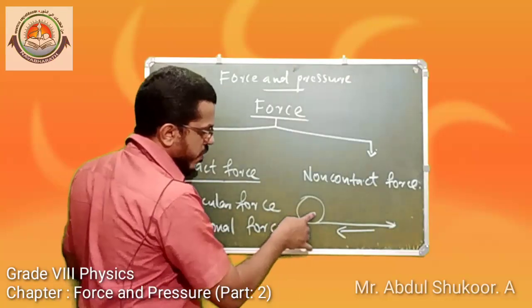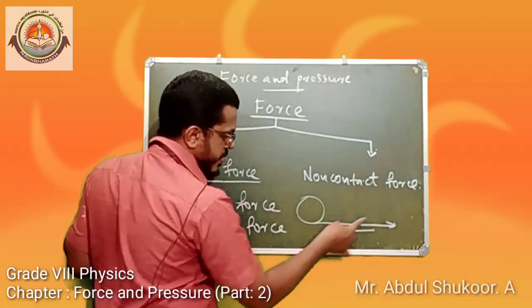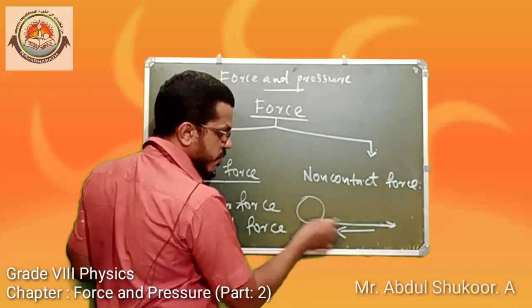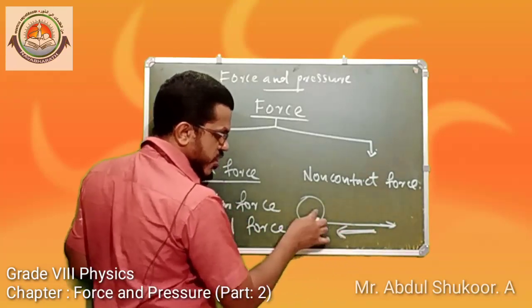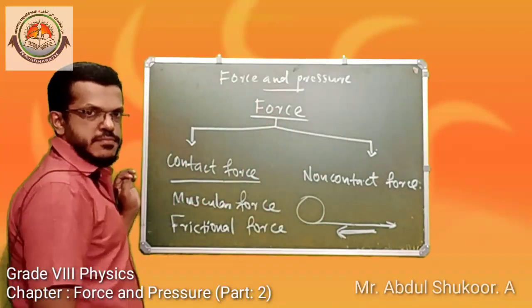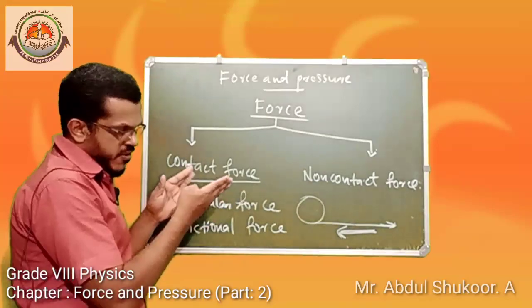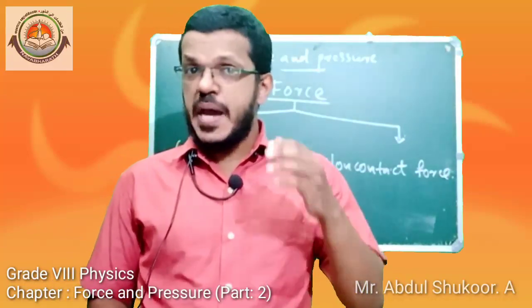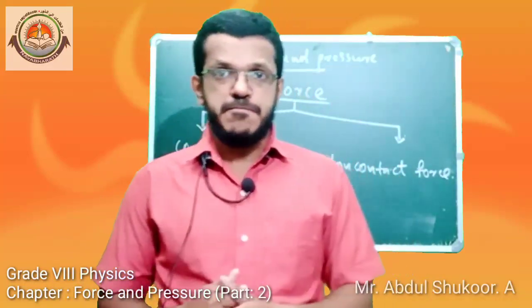If a ball is rolling on the floor in this direction, then the frictional force experienced by the ball from the floor is in the opposite direction of the motion of the ball. That is the direction of the force of friction. That's why frictional force is an example of contact force.